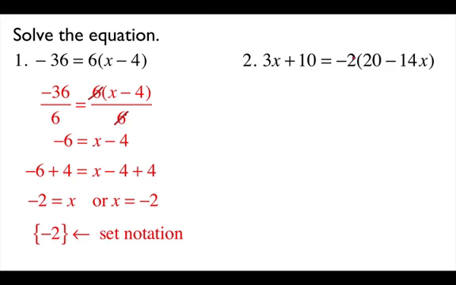So here, I'm actually going to distribute. I am going to multiply -2 times this binomial. So once I do that, this is what I get. I left the left-hand side alone. Now I'm going to begin the process of undoing the equation.